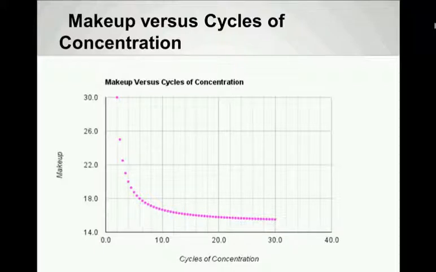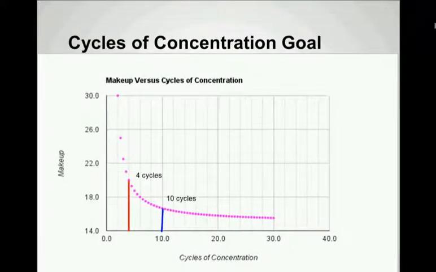So here we'll use an example of 4 cycles of concentration. We achieve a certain makeup requirement, and what would happen if we increase that to 10 cycles? If we were able to use a technology that would allow us to do that, we would see a dramatic reduction in makeup requirement, and our water consumption would go down significantly. And we can calculate that.